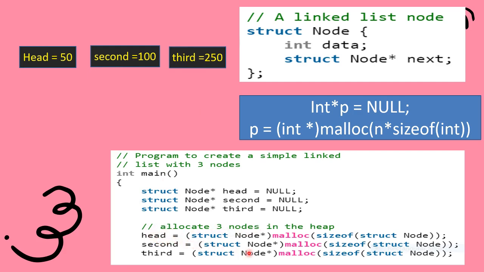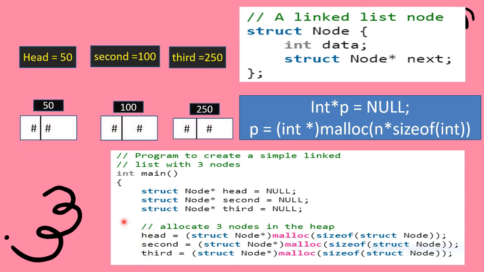So suppose I do head equals struct node star, because the node data type is struct node. In the earlier case it was integer type, so int star, but in this case we are dealing with a structure, hence struct node star. Then malloc sizeof struct node. To execute all these 3 statements, what do you get? You will get 3 nodes here.